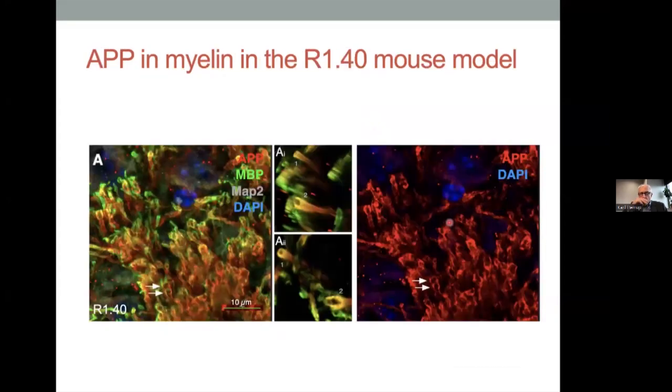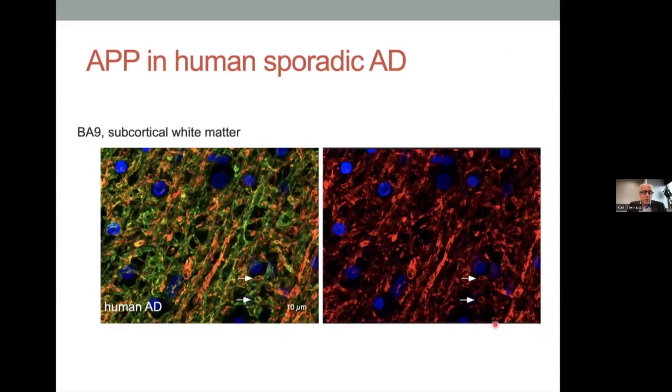And just to drive that point home, let's do some immunocytochemistry where we double label with APP and myelin basic protein, MAP2 for neurons and DAPI for nuclei. And here is from the corpus callosum of that Alzheimer mouse model that I showed you before. And look at this. All the yellow that you see here is the co-localization of APP with myelin basic protein. And confocal images clearly indicate that APP is located in stuff that looks like myelin. Here's from the subcortical white matter of the human Alzheimer case.